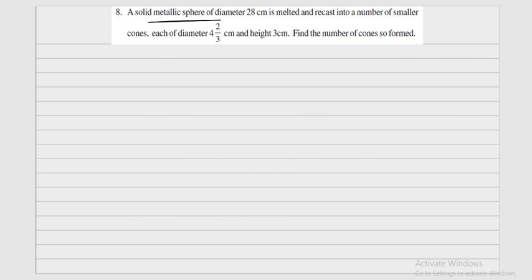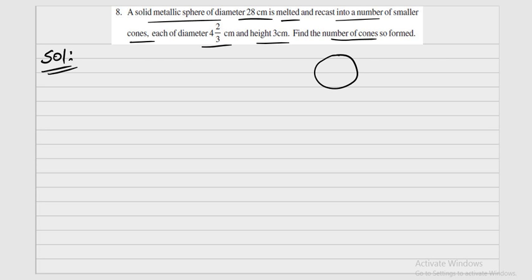See, a solid metallic sphere which is having diameter 28 meters is melted and recast into a number of smaller cones which are having diameter and height given as 3 centimeters. It is asking to find the number of cones. So from this what can I say? There is a sphere. This is being melted and cast into n smaller cones. So from this what we can say? Volume of sphere is equal to n into volume of cones. So from this we can directly find out the value of n, right?